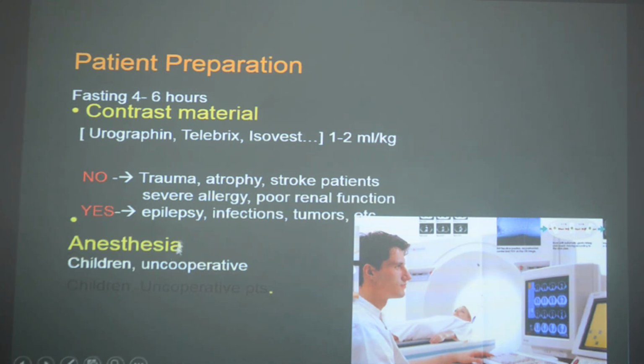So the contrast is given in infections, tumors, epilepsy. It is not required in trauma because all we are looking for is fractures or brain hemorrhage. In atrophy, obviously it makes sense why you don't need contrast. You're just looking at the volume of the brain. Stroke patients, you're looking at infarct or hemorrhage. You don't need to give contrast. Okay? And obviously, if you have impaired renal function, you cannot inject contrast.